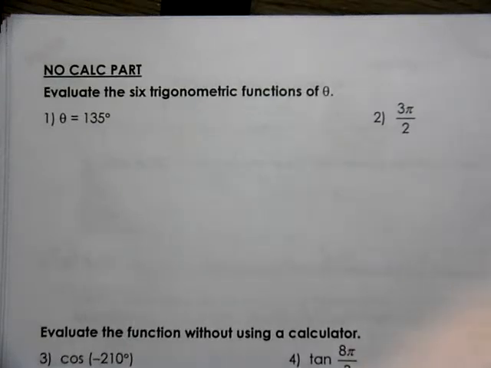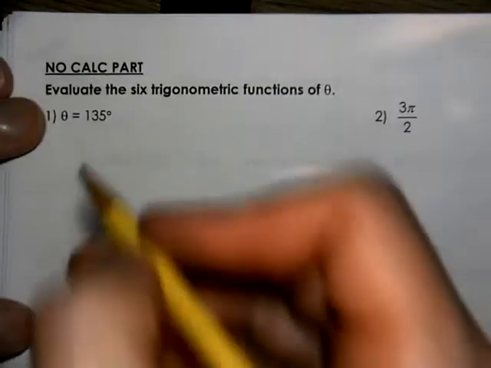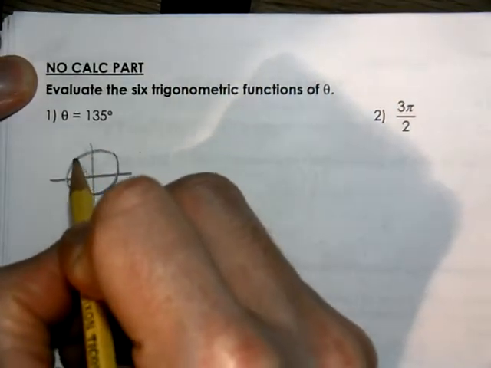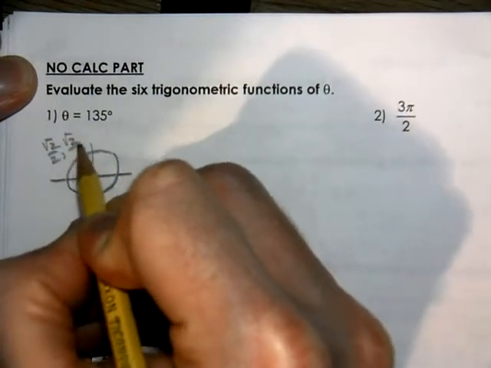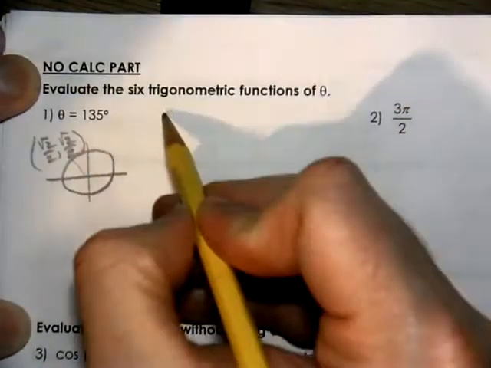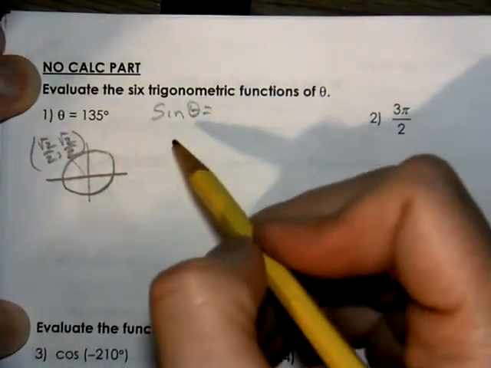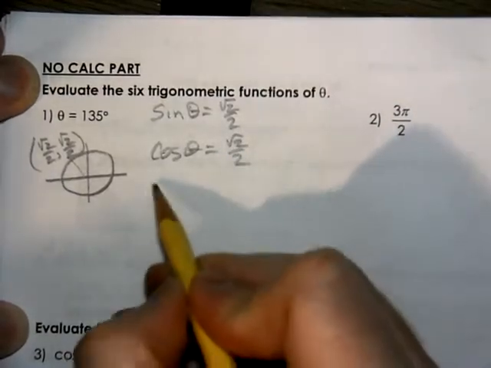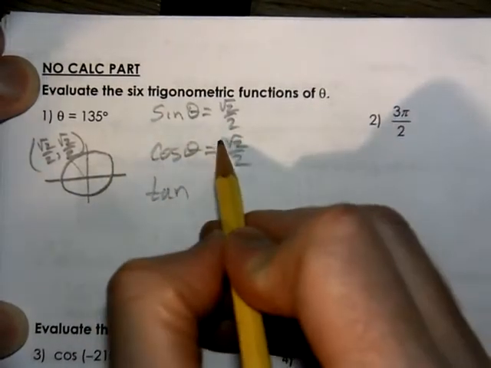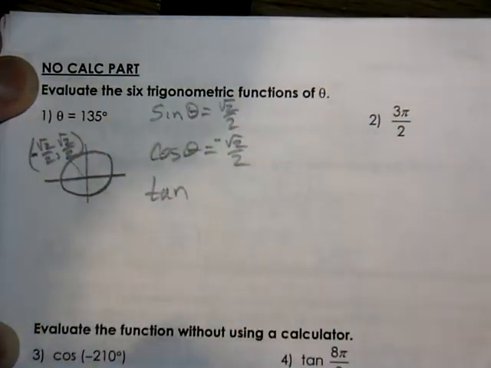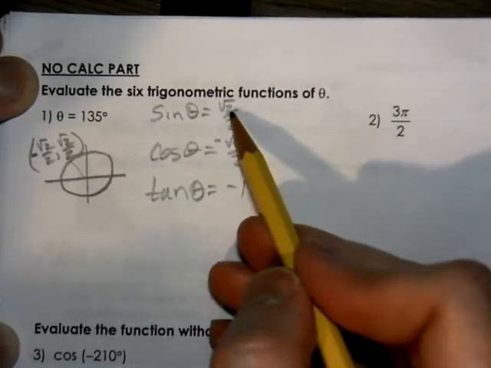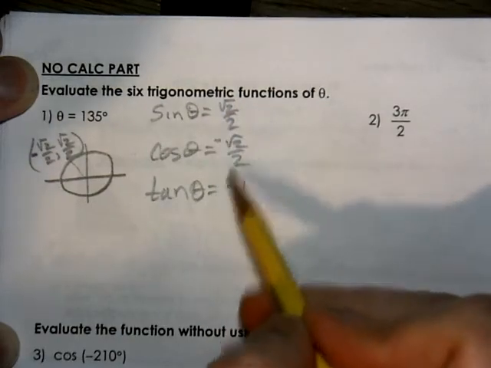Okay, on our third page, we should be able to do these calculations without a calculator. We're looking for the 6 trig functions. So at 135, we have root 2 over 2 and root 2 over 2. So I know that sine of theta, sine of 135 actually, is root 2 over 2. The cosine is root 2 over 2. Well, isn't the cosine negative root 2 over 2? Because it's in the second quadrant. Tangent of theta would equal negative 1, because it would be sine over cosine, and one of those is negative, so you get a negative 1.